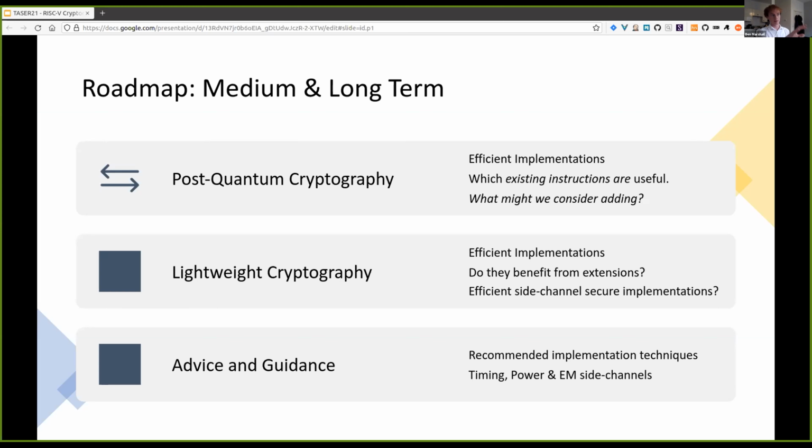And again, a lot of these algorithms are being designed explicitly with side channel security considerations. How do those translate across to RISC-V? These are a lot of really interesting questions. And then more generally, we want to produce things like advice and guidance for people. How do I do an efficient X on RISC-V related to cryptography? That's slightly less technical, but more just making sure that people don't have to reinvent the wheel.